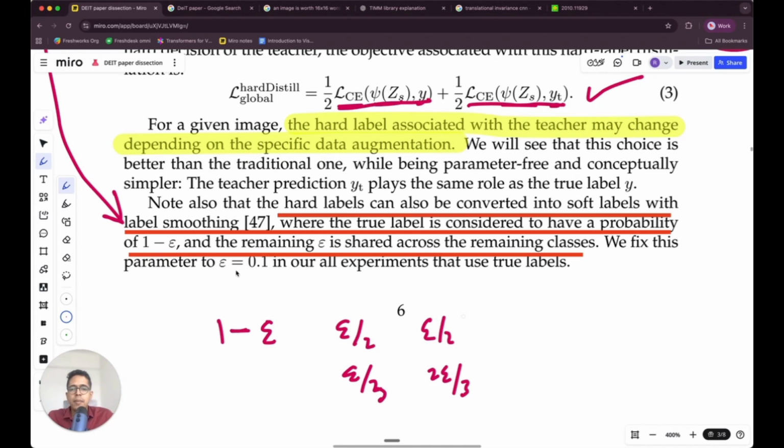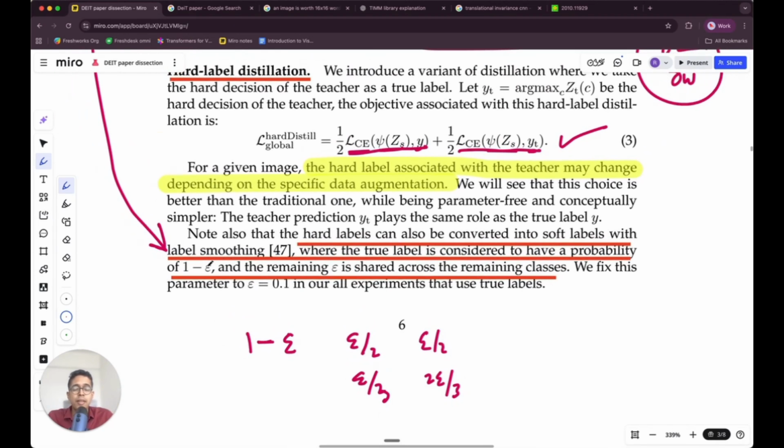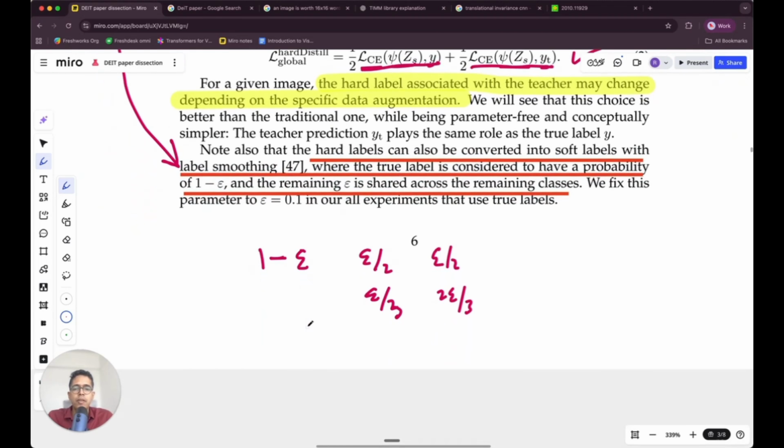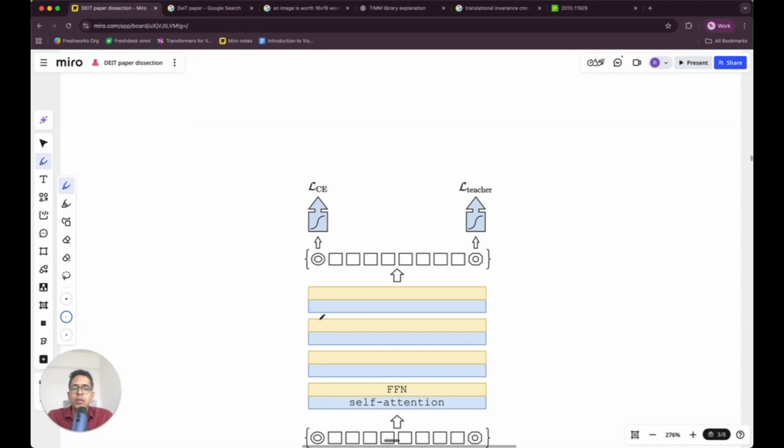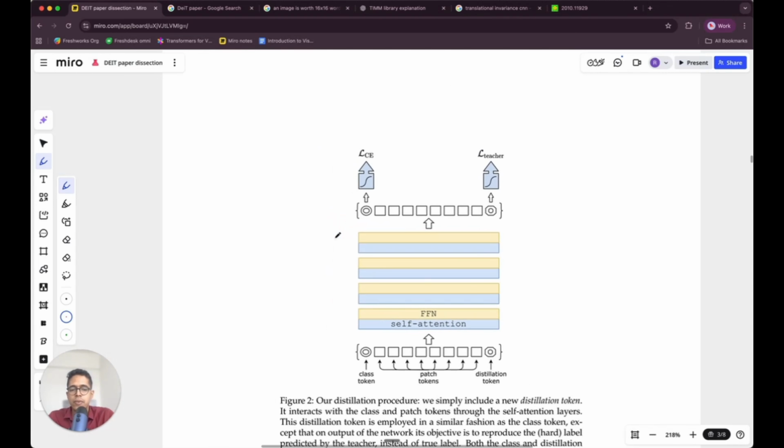We fix this parameter epsilon equal to 0.1 in all our experiments that use true labels. So in hard distillation, if they are using label smoothing, they keep the value of epsilon at 0.1. Now, this is the architecture diagram that they have. In my opinion, this is not the best possible diagram. They could have shown a better diagram. Let me show you one diagram which I had created myself.